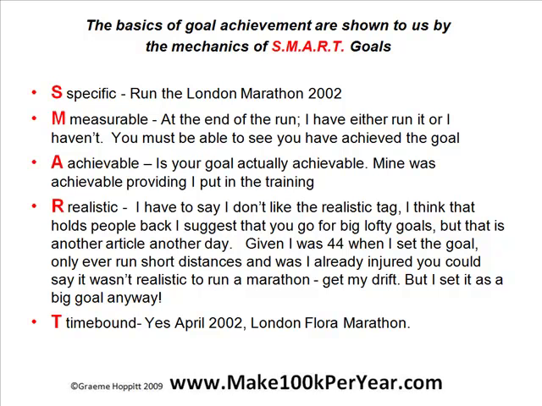Given I was 44 when I set this goal of running a marathon and had only ever run short distances in the past, and was at the time of setting the goal actually injured, had a bad ankle, then you could argue that it was not realistic for me to set a goal to run a marathon. Do you get my drift? However, what I'm saying is set a big goal and just go for it. And T is for time bound. So yes, mine was time bound. It was April 2002. That was the goal, that was the target.